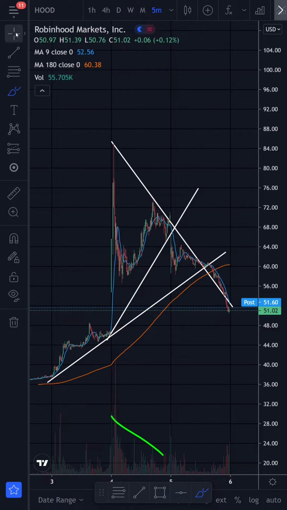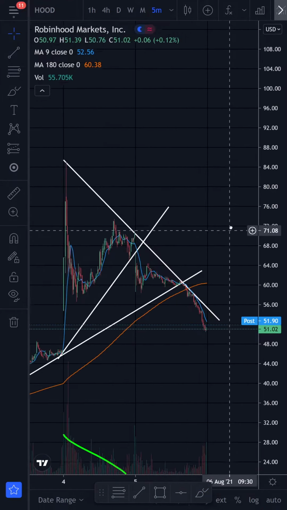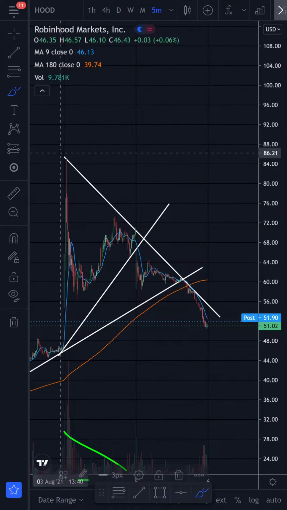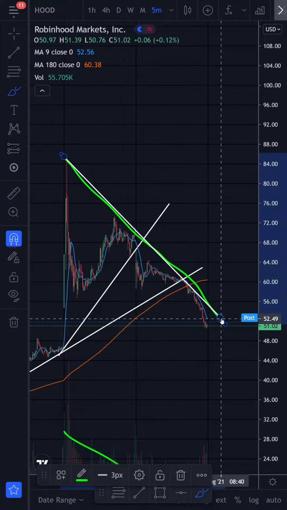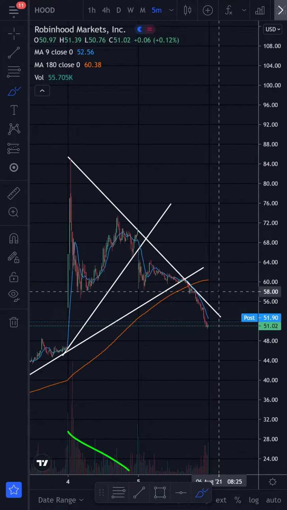So what I did now is I'm gonna move this trend line over a little bit, something like this, and we can see that we have this trend line going down like this. So what I'm doing is I'm watching this trend line right here. Once we break this trend line going to the upside, that's when you can start getting bullish again.